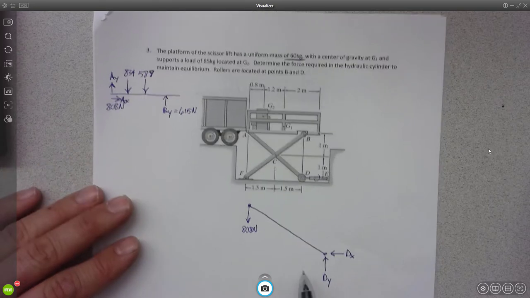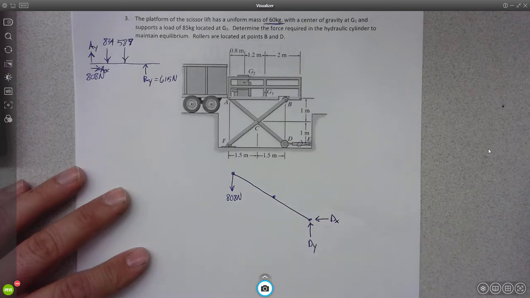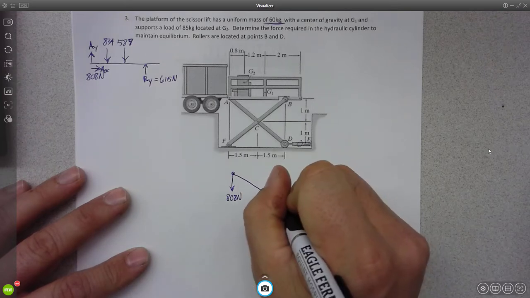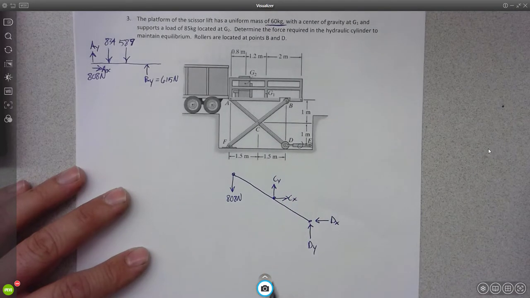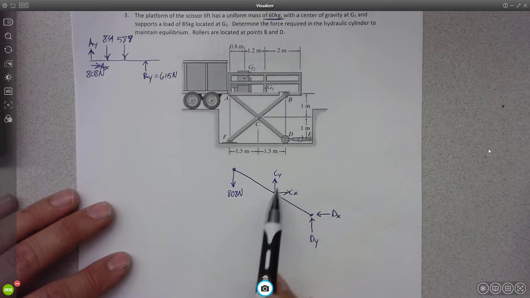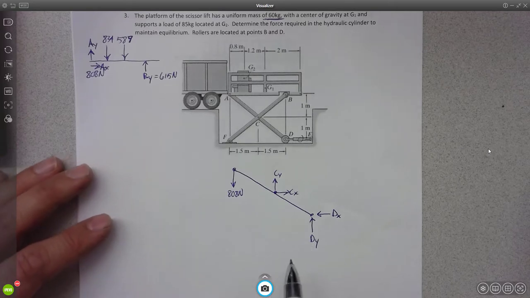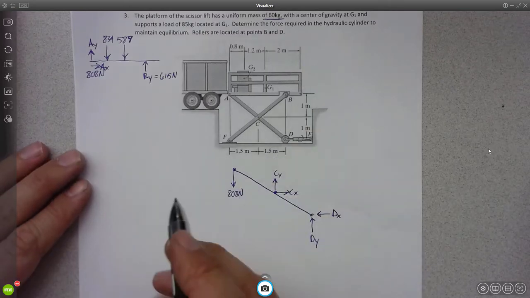Now here's where some people started to go awry. They didn't acknowledge that at C, there's actually another connection, and so you need to include CY and CX. And the inclusion of CY and CX makes it so that you have four unknowns. And so you aren't able to solve this anymore, right? So we're going to have to go ahead and draw the other member, BF.